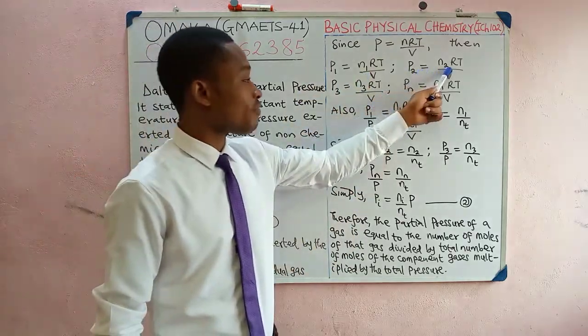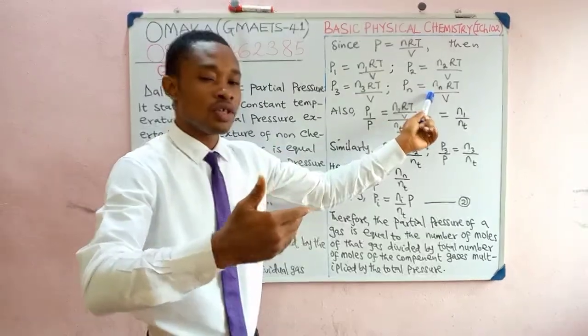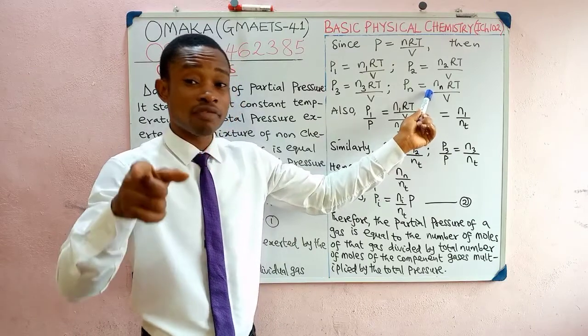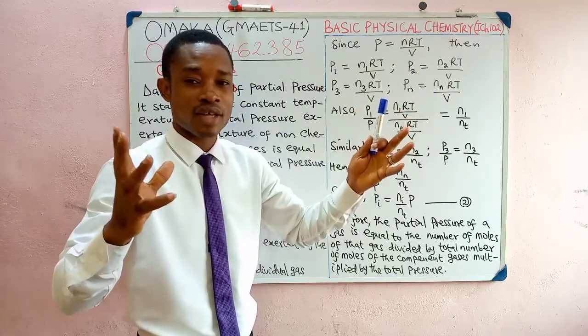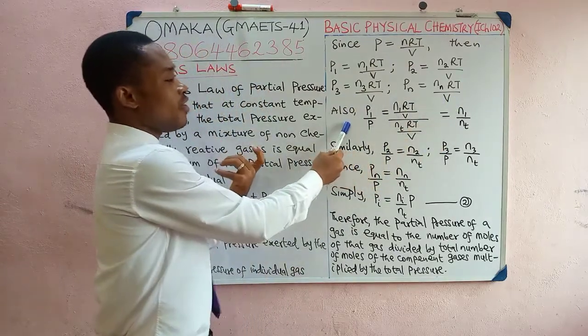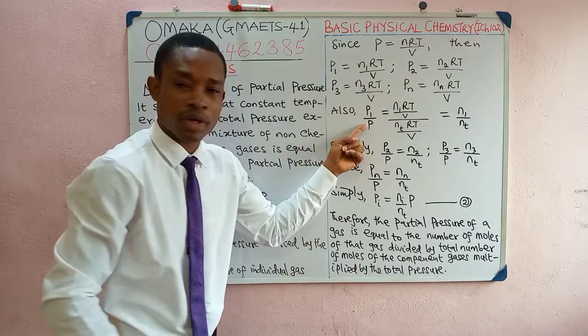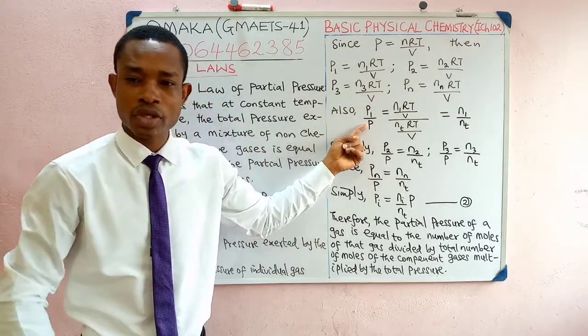We can write P2 in that form, look at it as well, P3 in that form, and then Pn in that form. So you notice that the only difference here is the number of moles. That's the quantity of the gas. Alright, now having written this, what if we decide to divide each of the partial pressures by the total pressure? Watch what we're going to get.